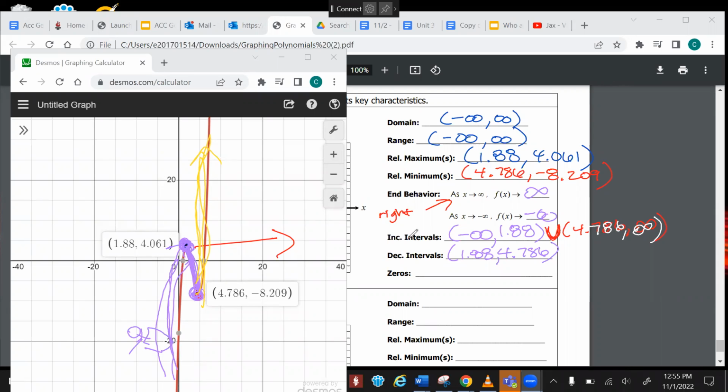Your zeros are where it crosses the x-axis. Okay, so I'm gonna get rid of all this mess. So when does it cross the x-axis? Right here, here, and here. Okay, so those points are 1, 3, and 6.